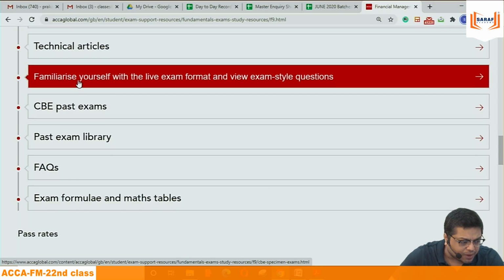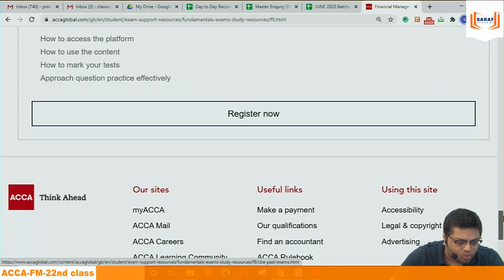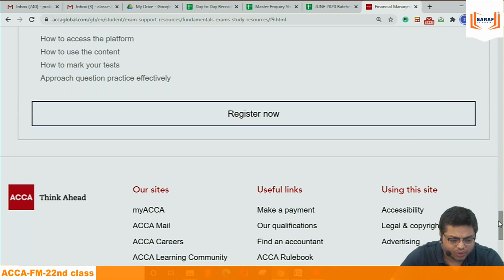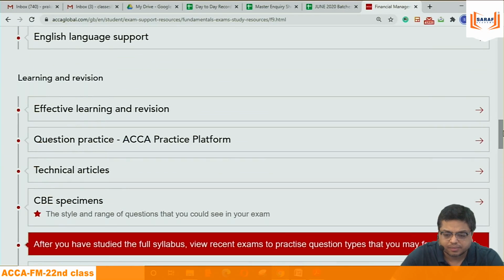There is one mock paper given, the CBE specimen. There are two mocks given when you go in the practice platform. So the institute is giving 3 mocks. I will be giving 2 more mocks. One mock for each sub-chapter related questions. You can say there are 20-odd chapters. In every chapter to revise, there are questions, theory, numerical. I will be sharing them in 2-3 days. And one is a mock which is just like the exam mock. So you can say that there are in total 5 mocks.